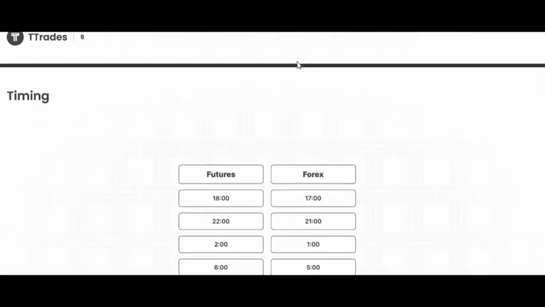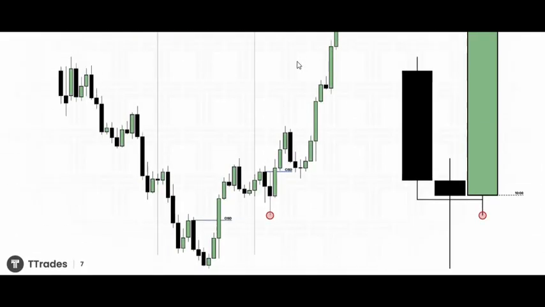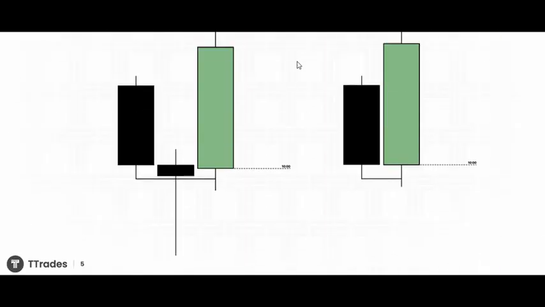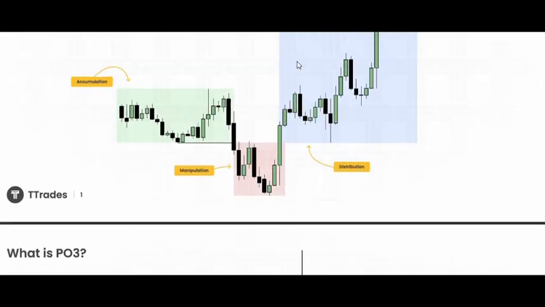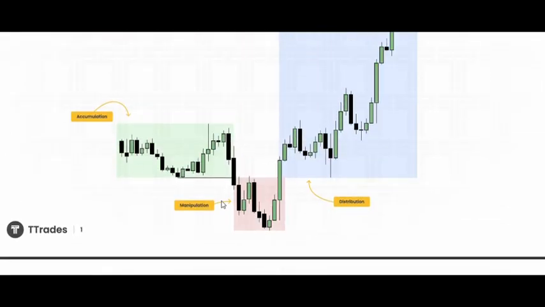So exactly. This is the ICT power of 3, right? The accumulation, manipulation, and distribution. Anytime there's an accumulation or a consolidation, we expect one side of the consolidation to be taken out, to be manipulated. So let's say this is supposed to be a bearish setup. When this accumulation happens, price will go above this level, take out the liquidity above this area, come down, change state of delivery, and then move downwards. I hope you guys understand it.